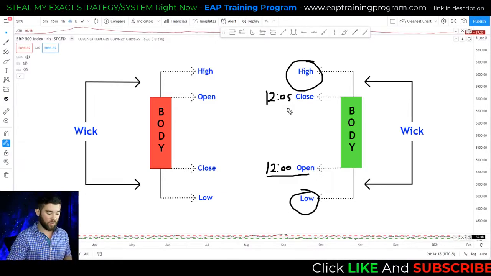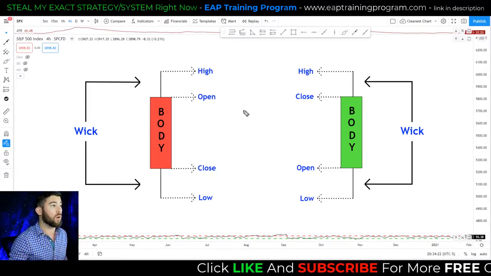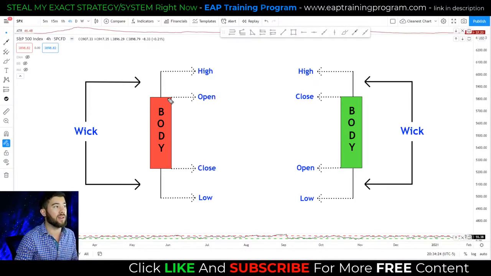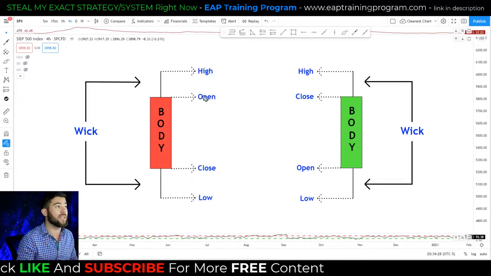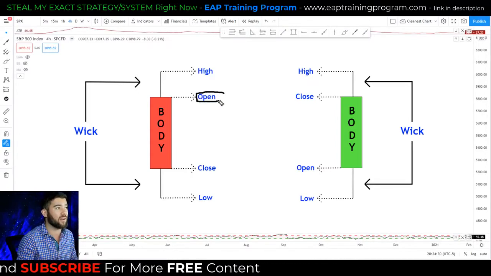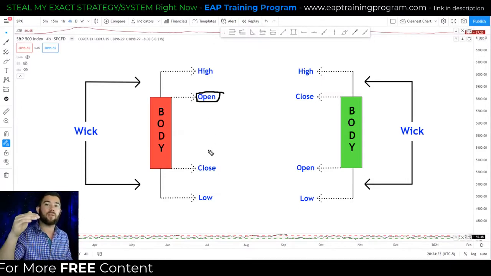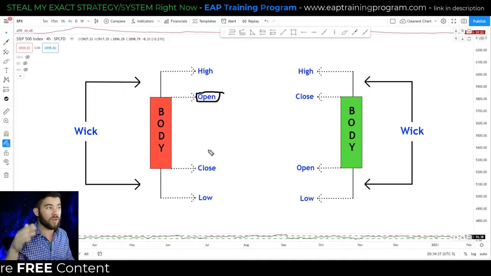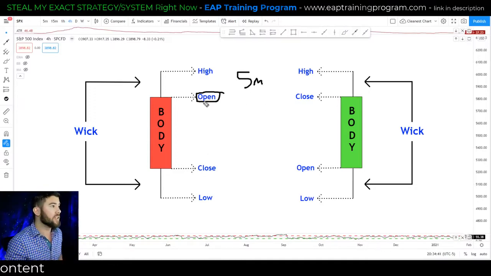A red candle represents when price went down during that period of time. So for a red candle, we would have an open at the top of the body. This is the only difference between the two candles. The open is at the top of the body of a red candle because a red candle represents a period where price closed below where it opened, or went lower during, let's say, a 5-minute chart. So the open is there.